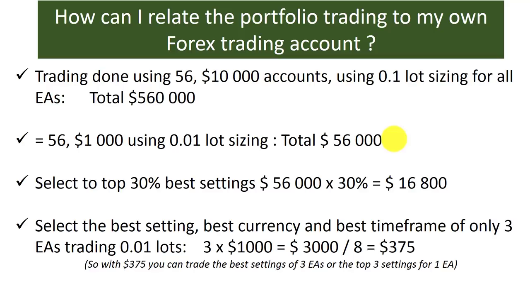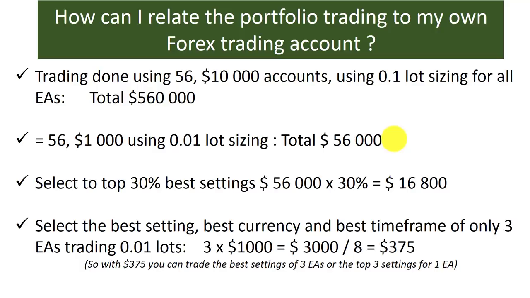Now, if we look at the slide that is up at the moment, what we are doing, we have 56 accounts. They are all $10,000 accounts, and we are using a mini lot for all the EAs. So we are using $560,000. Now that's a huge amount. Nobody can have a portfolio that big that easily. We are using mini lots. If we go to micro lots, suddenly the portfolio drops to $56,000. Now that's still a big amount, but it has come down quite a lot.